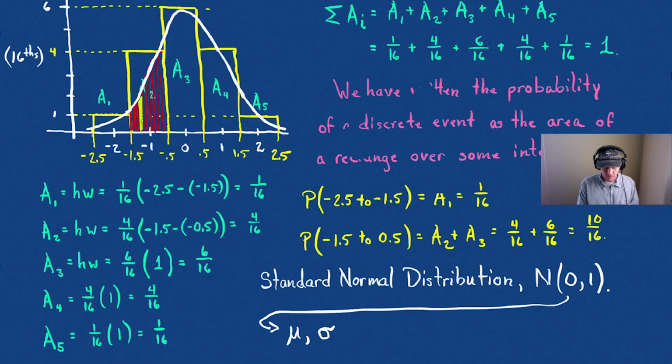In our next video, we're actually going to take a look at how we can use the empirical rule and the standard normal distribution to find probabilities.